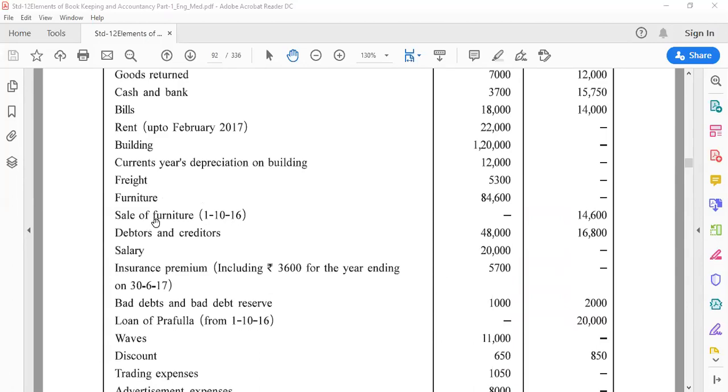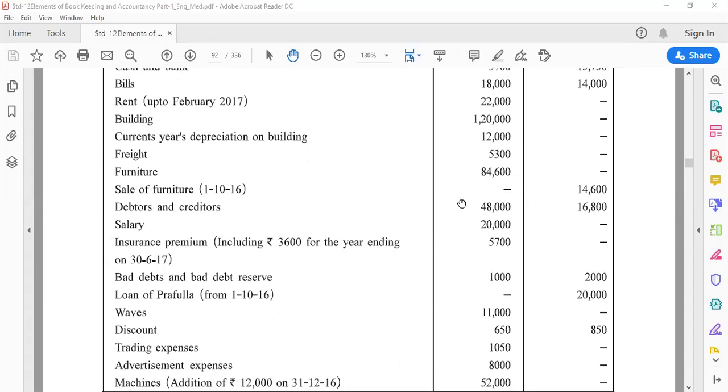But of them, this one furniture is sold out. And it is sold on 1/10/16. So you have to calculate depreciation up to 1/10. Then after we have debtors and creditors. Debit side we have debtors, credit side we have creditors. Then salary, P&L debit side, insurance premium.